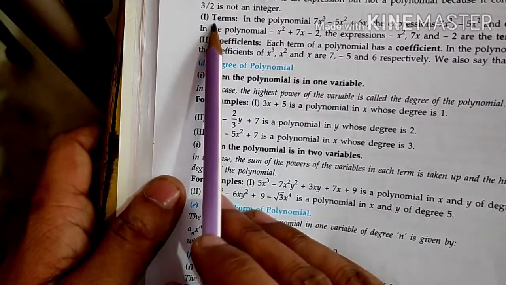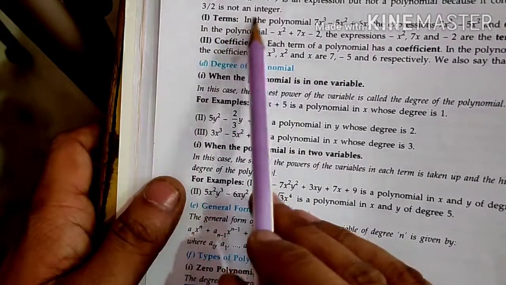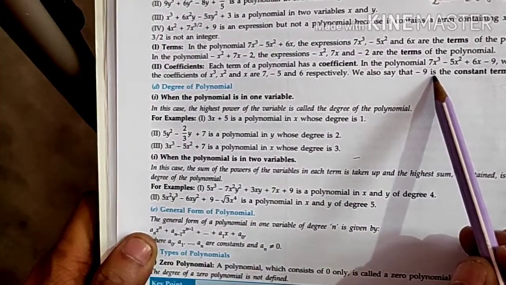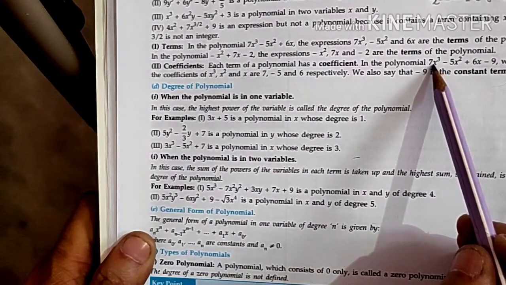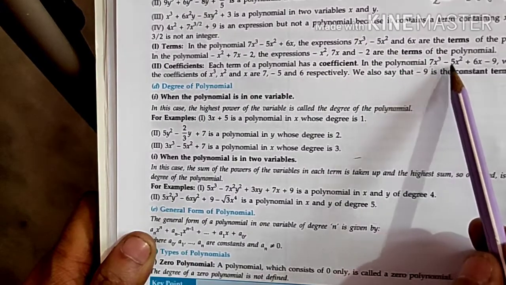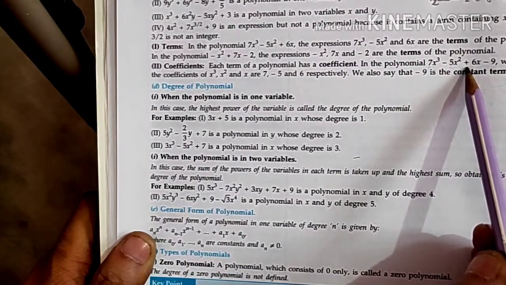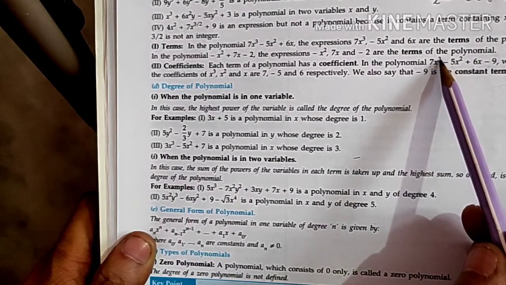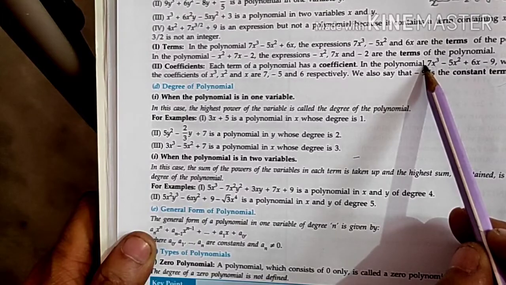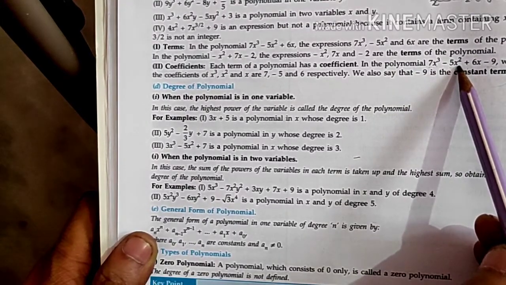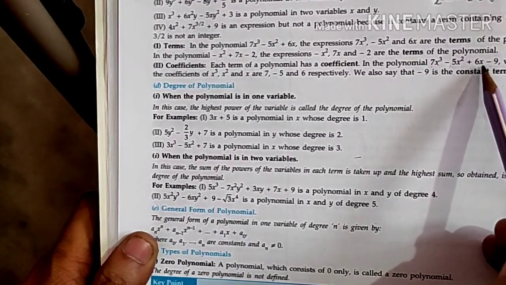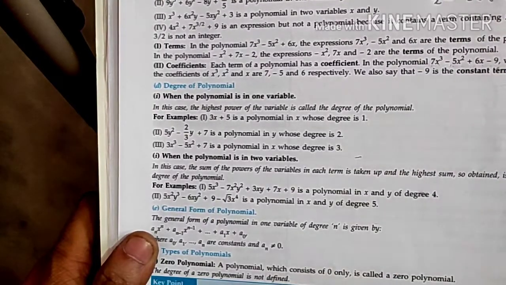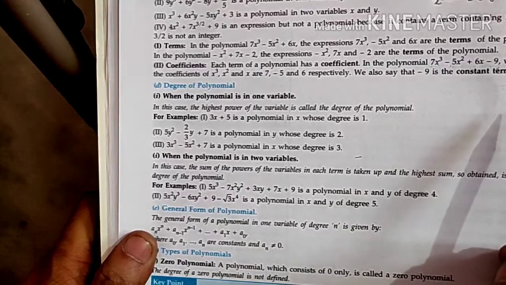Now terms I have explained. Coefficient. So in this polynomial, 7, minus 5, plus 6 and minus 9 are the coefficient. That means the coefficient of x to the power 3 is 7, the coefficient of x square is minus 5, the coefficient of x is 6 and minus 9 is constant, and minus 9 is constant term.